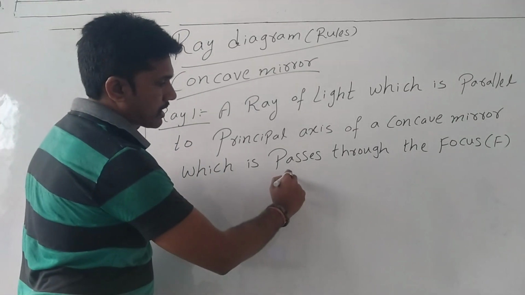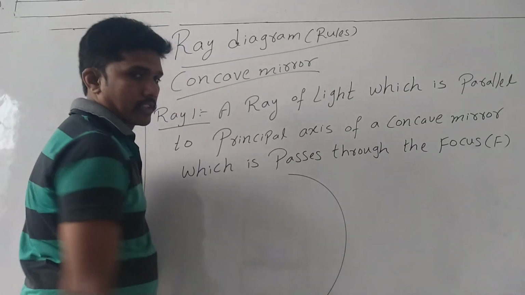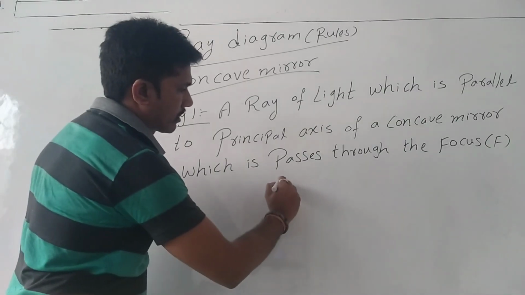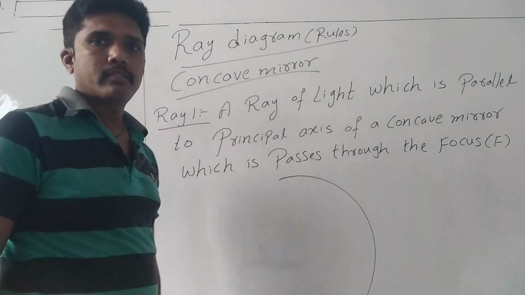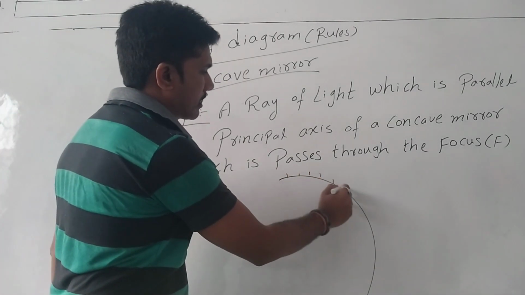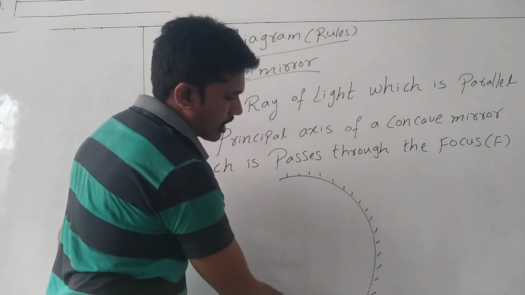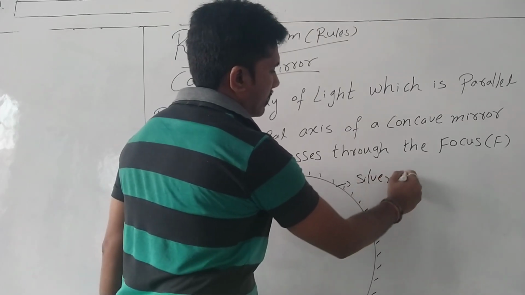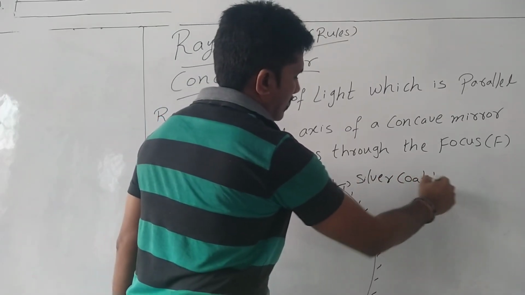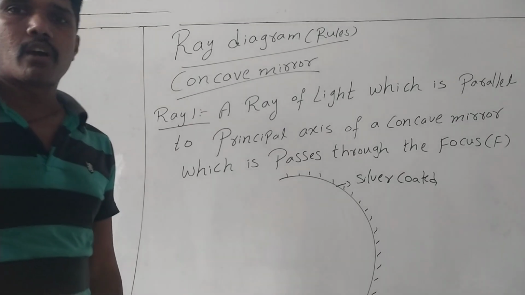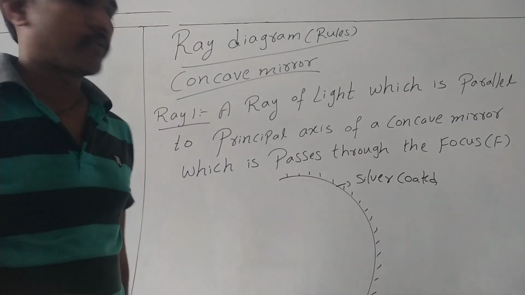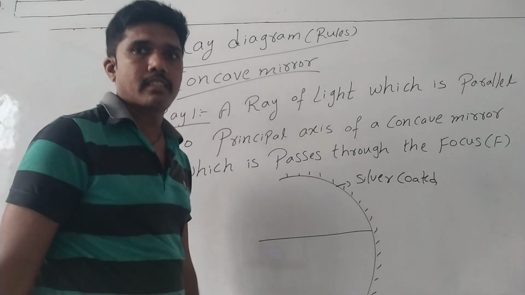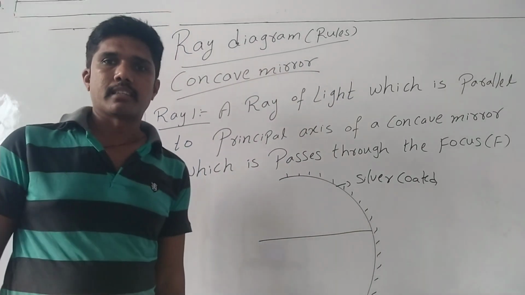You know already, a concave mirror is a converging mirror. Just draw neatly. You can take this as the concave mirror. On the outside we have the silver coating, and inside is the reflecting surface. Clear? You can take one straight line. This is called the principal axis.